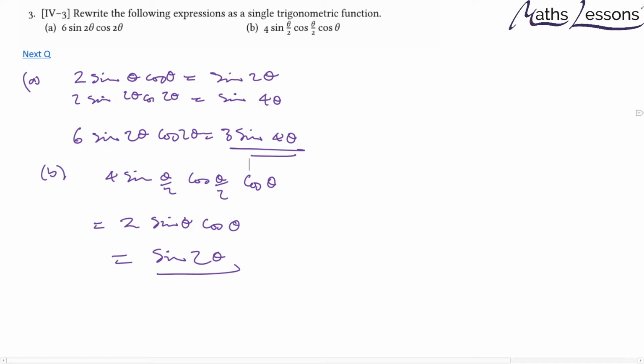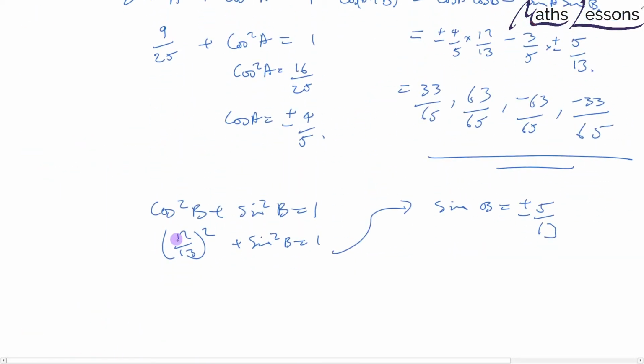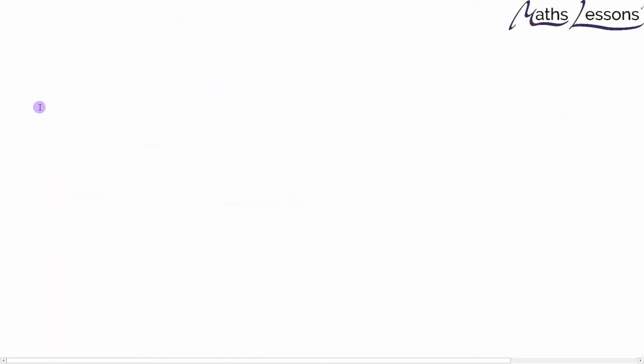Just a quick note on the previous question, if I just scroll back up again. Somebody asked me how I knew these. I just happened to know that 5, 12 and 13 is what we call a Pythagorean triple, that 5 squared plus 12 squared is equal to 13 squared, is how I happen to know to do those so quickly. So that explains that one.